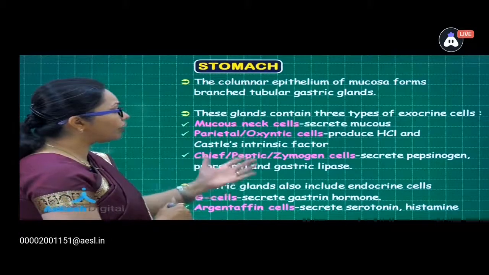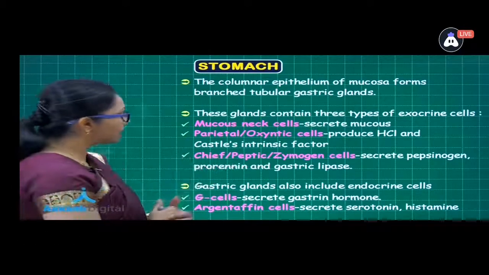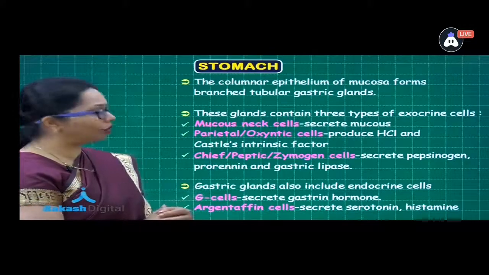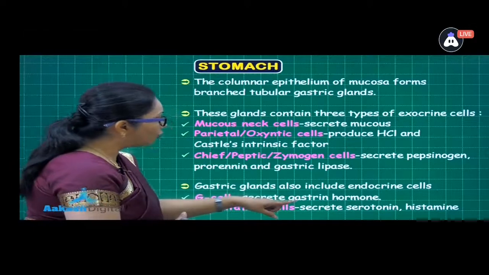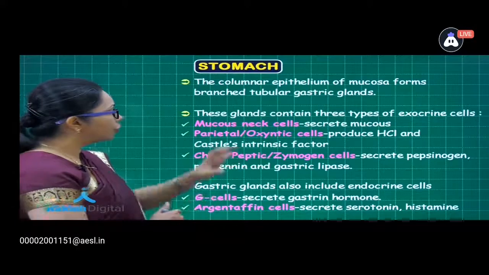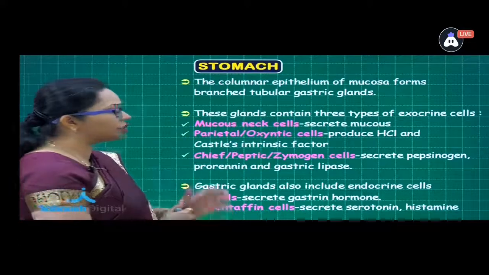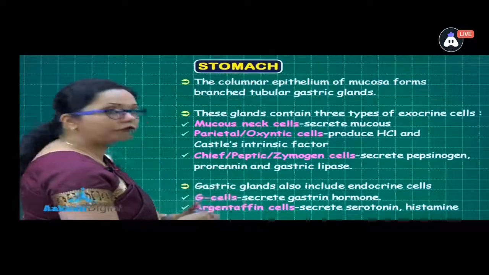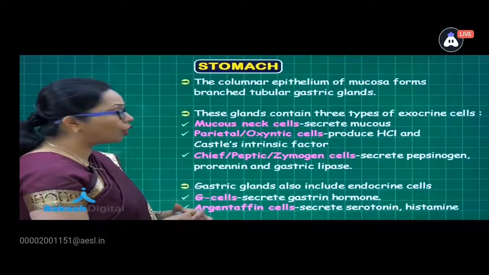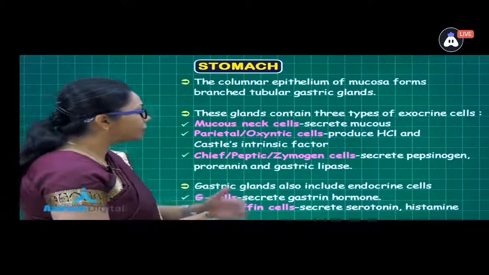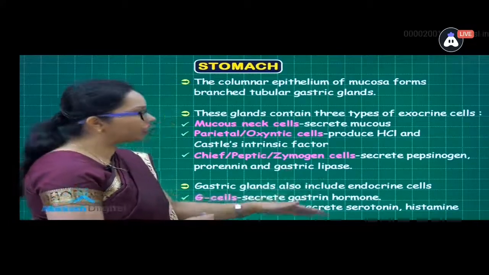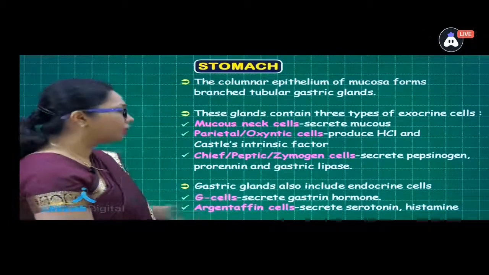Then the gastric glands also have endocrine cells. One of them is the G cells, which secrete the hormone gastrin. This gastrin hormone stimulates the exocrine cells to produce their secretions, so the HCl secretion and the enzymatic secretion are stimulated under the effect of gastrin. And there is another type, argentaffin cells, also called enterochromaffin cells, and they secrete serotonin or histamine. Serotonin is a vasoconstrictor and histamine is a vasodilator.